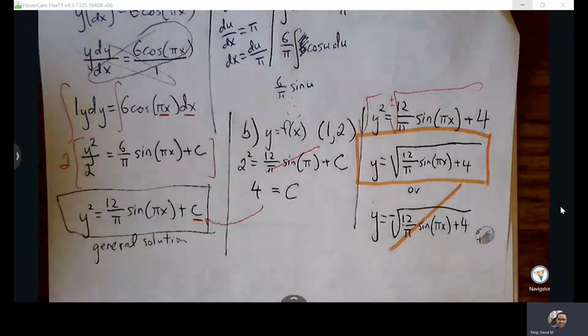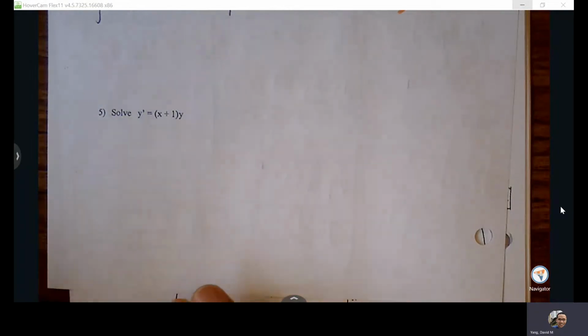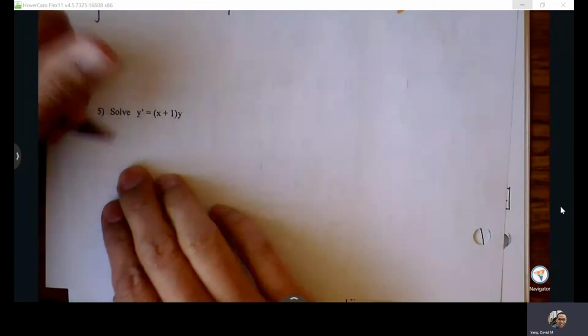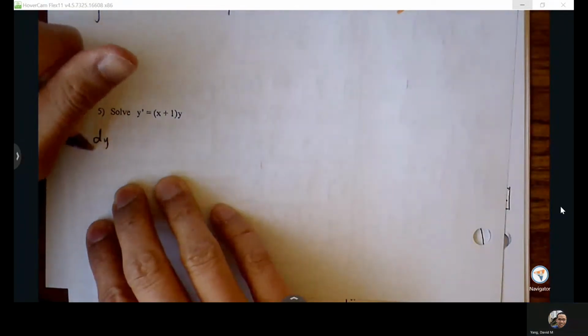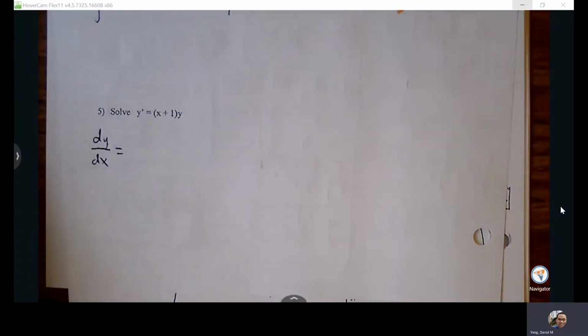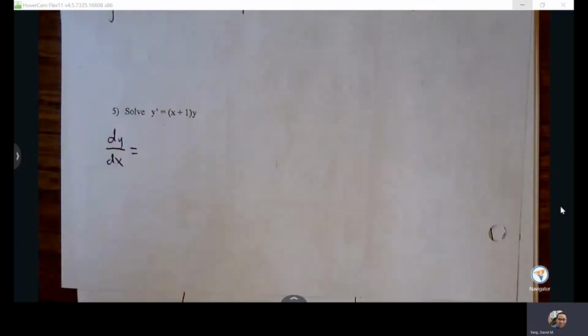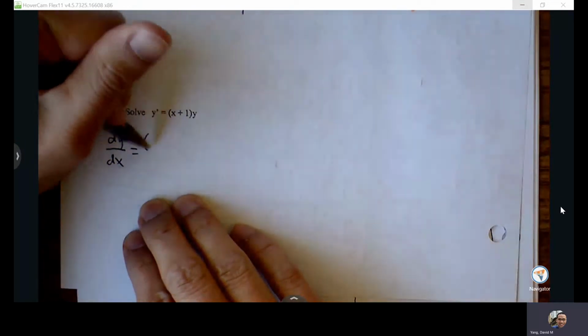Okay, one last one here, number 5. Okay, y prime equals x plus 1 times y. What's the first thing we can do? Okay, dy dx. Again, parentheses are there to help you. Don't lose the parentheses. It's already kind of separating some things for us, so don't lose the parentheses.